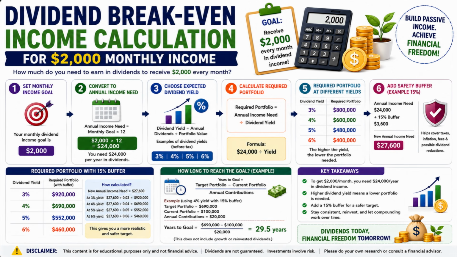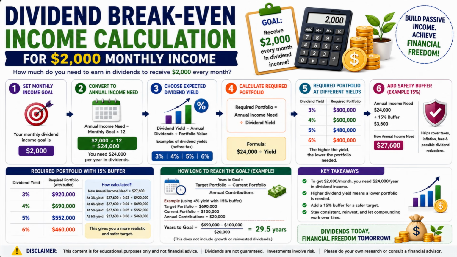After that, choose an expected dividend yield. Dividend yield means annual dividends divided by portfolio value. In this example, the infographic uses 3%, 4%, 5%, and 6% dividend yield examples. A lower yield means a larger portfolio is needed, while a higher yield means a smaller portfolio is needed. However, the yield should be realistic and sustainable, not just the highest number available.